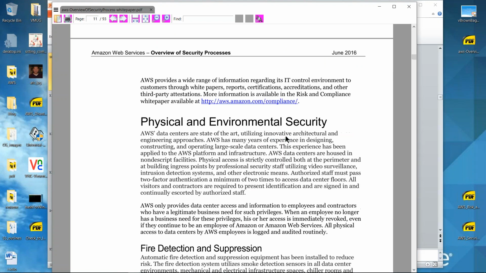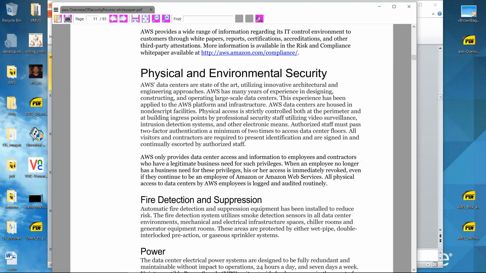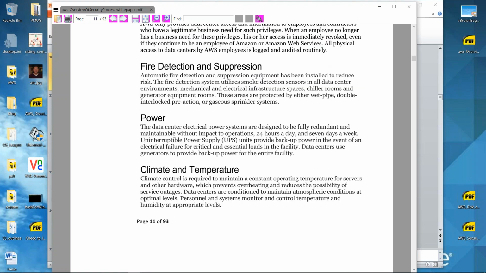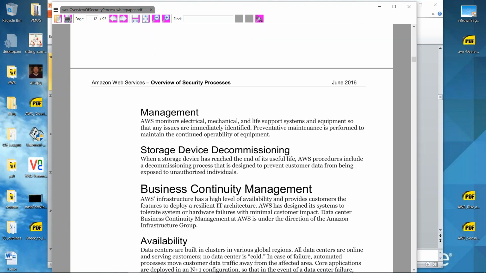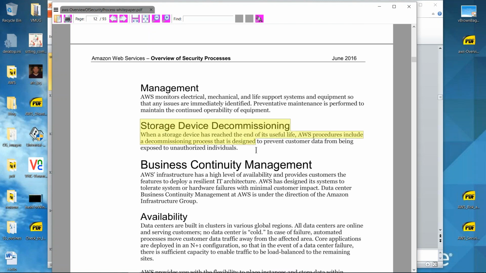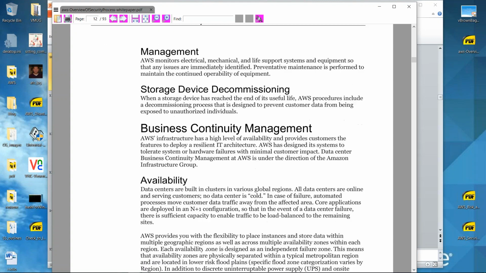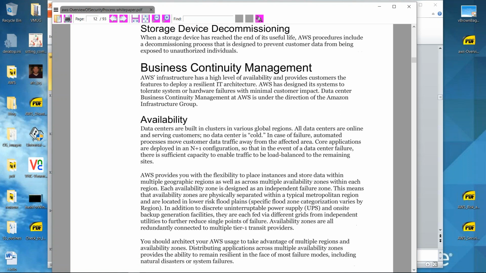And later on in this white paper, it talks about the physical security, how it protects the infrastructure, all the servers. I think one of the key things that might be asked in an exam is the storage device decommissioning. Let me read from this. When a storage device has reached the end of its useful life, AWS procedures include a decommissioning process. We need to know that the data in the device will be zeroed out, and then the device itself will be physically destroyed. I think we have to remember this as we go into an exam. And then it talks about availability.